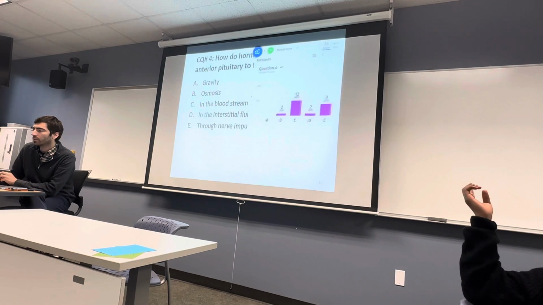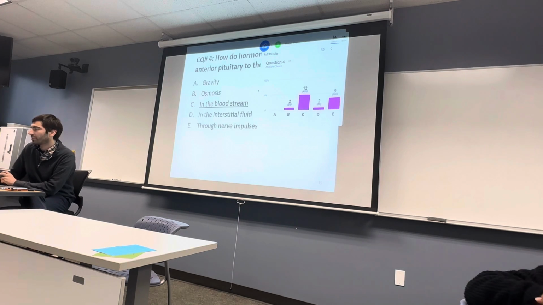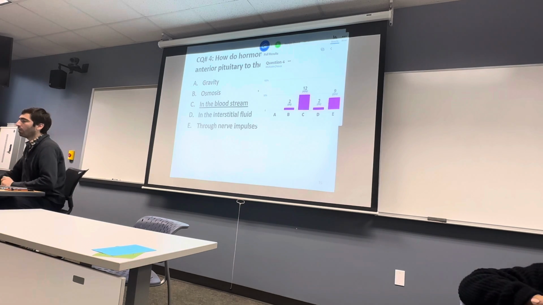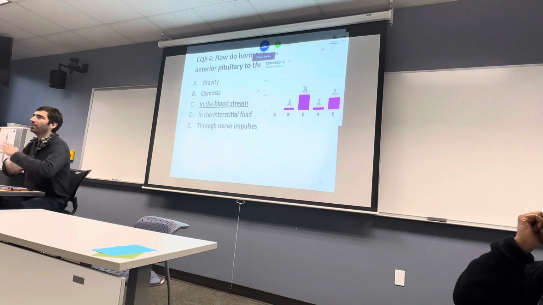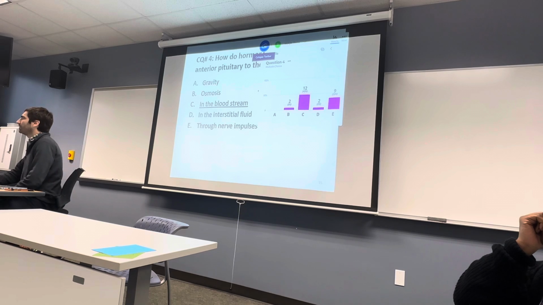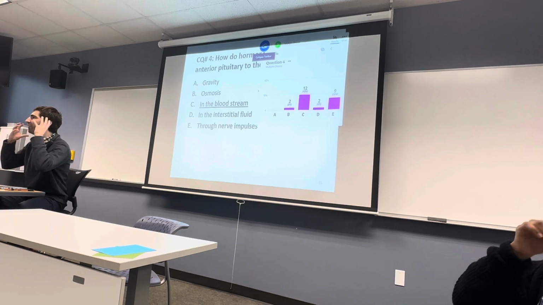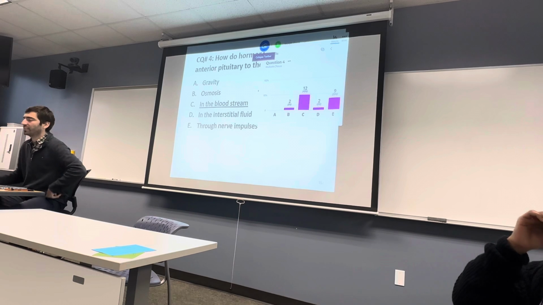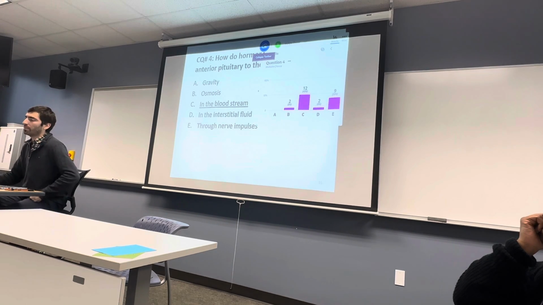Alright, so most support C, then E. In the bloodstream, correct answer here. So hormones essentially get transmitted throughout the body through that bloodstream. You might think nerve impulses, since we're starting off at the brain, the central nervous system, but it actually courses through that bloodstream.